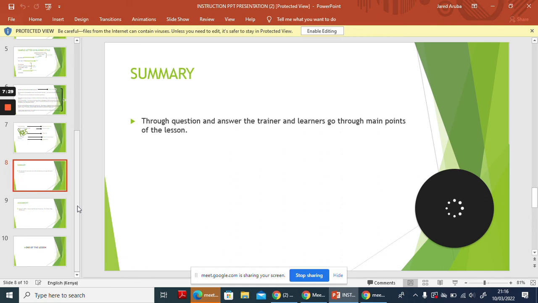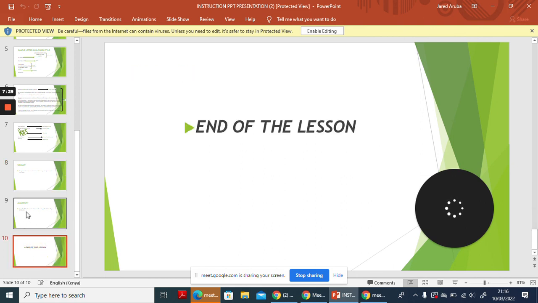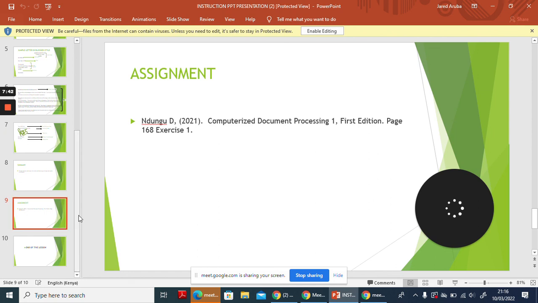So thank you. That is good. I can see that everybody has gotten the information about what we've learned today about the blocked letter. So assignment for today, we have an assignment on our course text, that is computerized document processing, first edition, page 168, exercise 1. So you can type that exercise and print for submission before tomorrow 2 p.m.